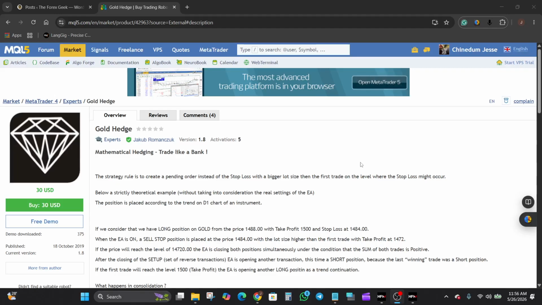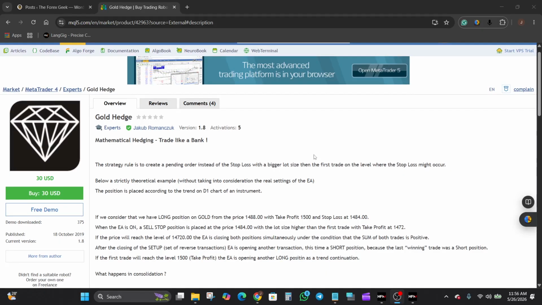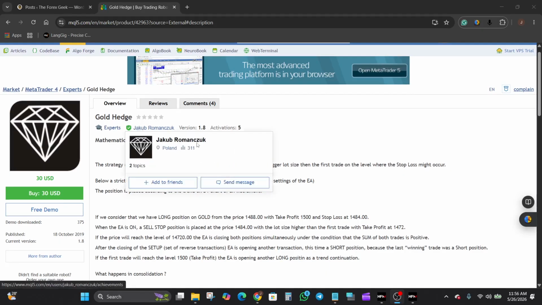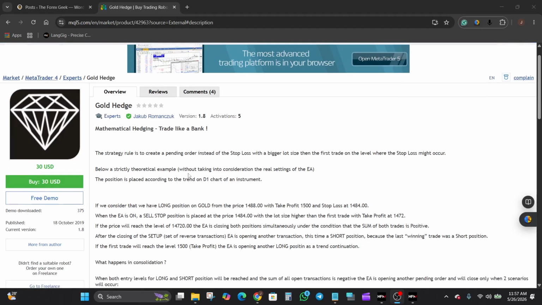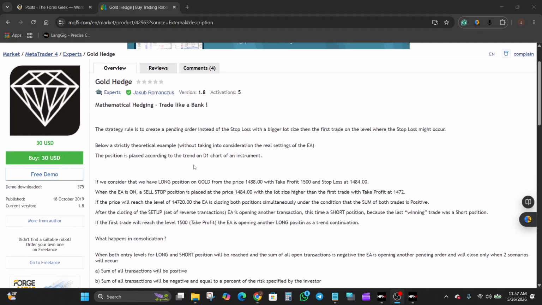So right now I'm on the MQL5 Marketplace page for Gold Hedge EA, developed by Jacob Romankzuk, and this is version 1.8 with 5 activations available. The EA is priced at 30 US dollars, which makes it one of the more accessible systems in this category. Now, from the marketplace overview, I can see this is presented as a mathematical hedging expert advisor designed specifically around gold trading logic, especially XAU USD.